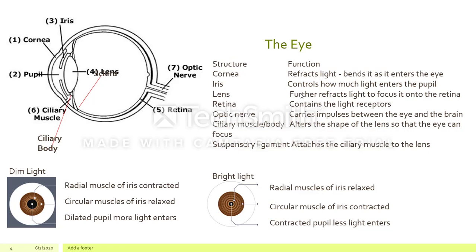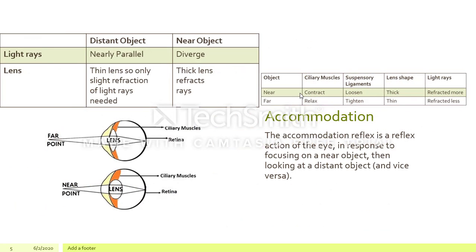At the bottom, we can see how the eye adjusts to light changes. When it's dim, the radial muscles of the iris contract, the circular muscles of the iris relax, and the pupil is dilated so more light enters. When it's bright, the radial muscles of the iris relax, and the circular muscles of the iris contract, so the pupil is constricted and less light enters.